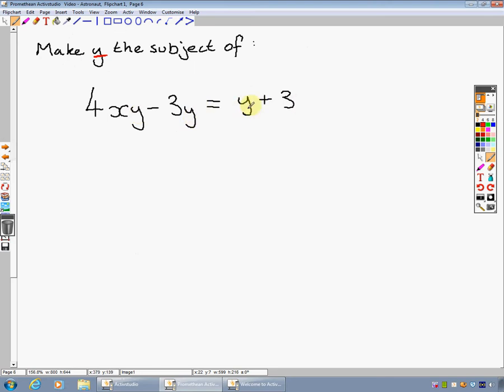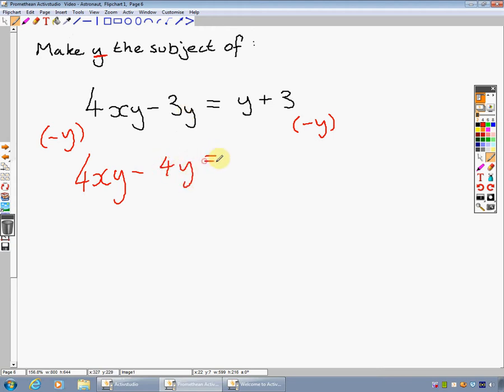So what I'm going to do is take this y away from this side, take this y away from this side, and that's going to give me 4xy. Take away, well, I did have take away 3 y's, and now I took away another y, so I'm going to have take away 4y, and that's going to be equal to 3.